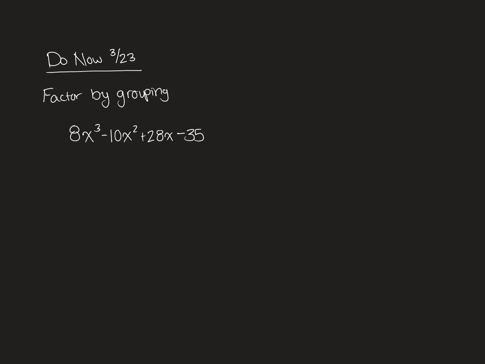So we are asked to factor by grouping. You want to group the first two and the last two terms together and always make sure there's a plus sign in between. Then you want to look for the greatest common factor in each group.